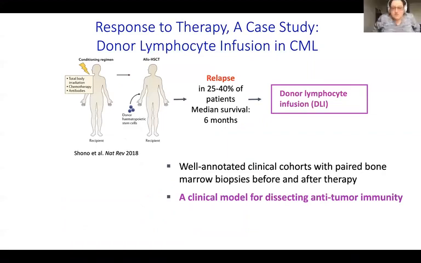So what we decided to study is perhaps one of the oldest forms of immunotherapy, the donor lymphocyte infusion. This is after bone marrow transplant. Sometimes some patients relapse. This is in the case of CML. And sometimes you can reverse this relapse by infusing donor lymphocyte material, specifically CD4s from the donor.